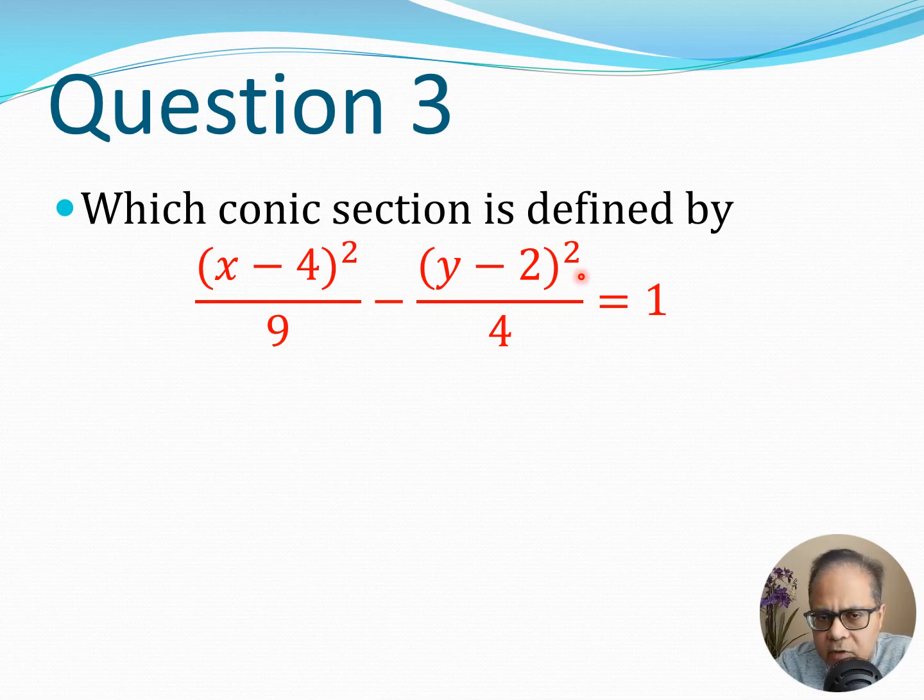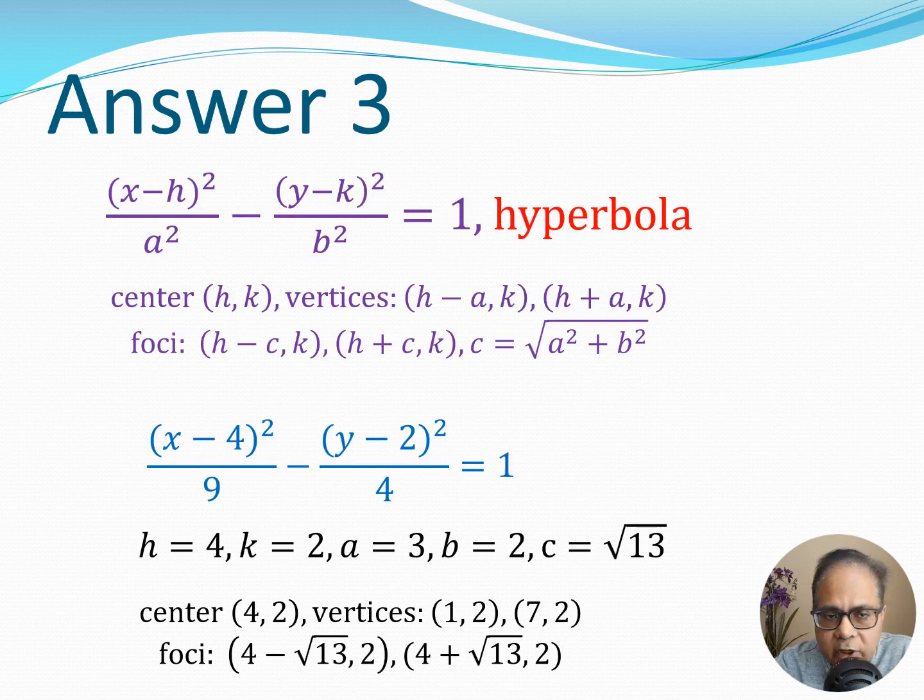Now whenever you see a conic section of this type, that is (x minus 4) square by 9 minus (y minus 2) square by 4 equal to 1, it's likely to be a hyperbola. So let us look at the general equation of this type of hyperbola. You can see it here, and we can see that if this is the equation, then the center is at (h, k), vertices are at (h minus a, k) and (h plus a, k), the foci are at (h minus c, k) and (h plus c, k), and c is root of a square plus b square.